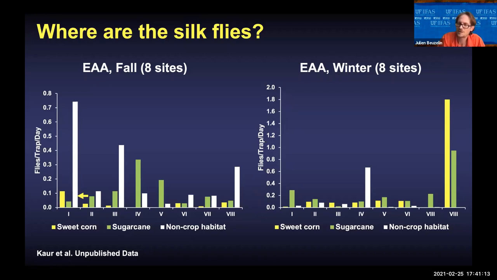Sometimes it was the opposite. Here we had quite a lot in corn, but a few minutes before this presentation, I learned that because of the freeze, they had stopped spraying this field. So this is why we had very high numbers. And that also shows you that if you do not treat for sealflies and you abandon a field, the numbers will go up very quickly.